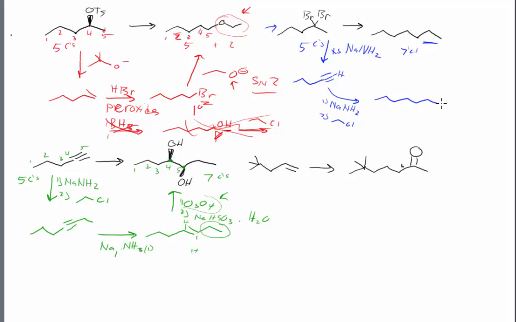Apparently when I wrote this practice problem set, I really liked 7 carbons, and I really liked this setup here.